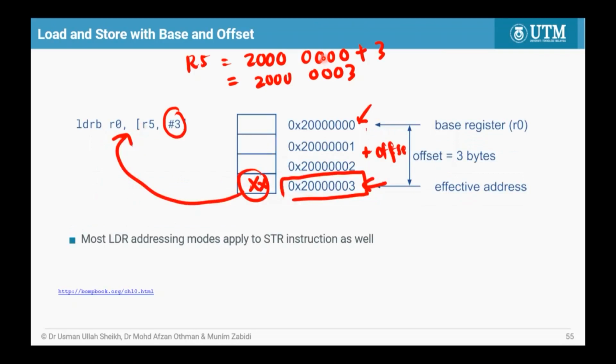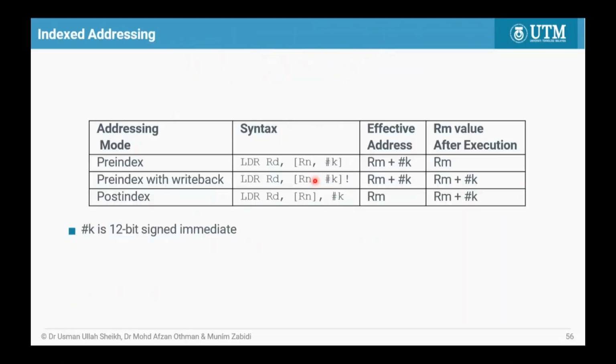Okay, if you do a pre-index with a write-back, LDR, Rd, [Rn, #K] and then you have this symbol here, the exclamation mark. What happened here is, first you get the effective address by adding these two numbers together. Then you go to that address, take the value and put it into your Rd. And what about your Rn? Your Rn will change after the instruction. So now your Rn changes to this value.